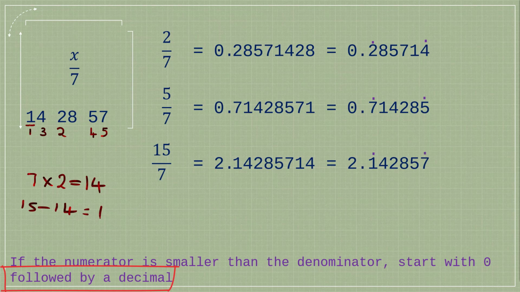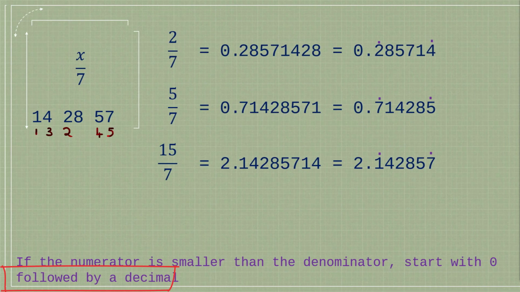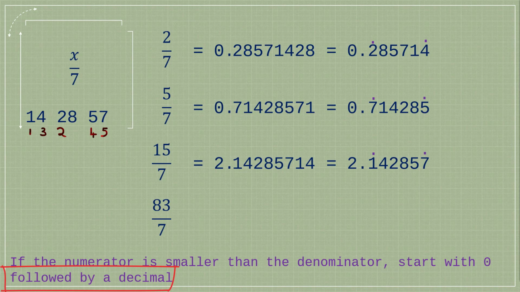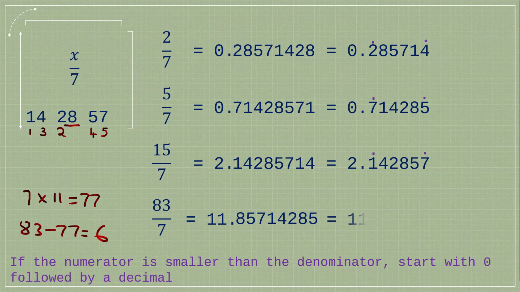Lastly, 83 over 7. 7 times 11 is 77, so 11 is the first part of the answer. 83 minus 77 is 6. As the sequence has only 6 digits, the 6th smallest number is the same as the largest number, which is 8. So, the sequence will start from 8. The answer will be 11.857142.